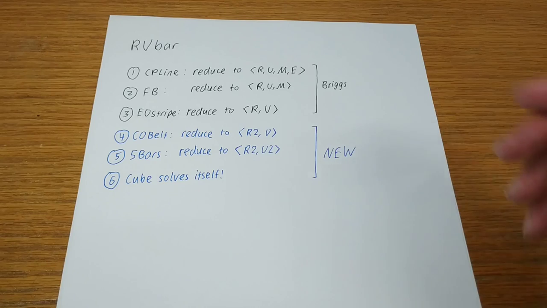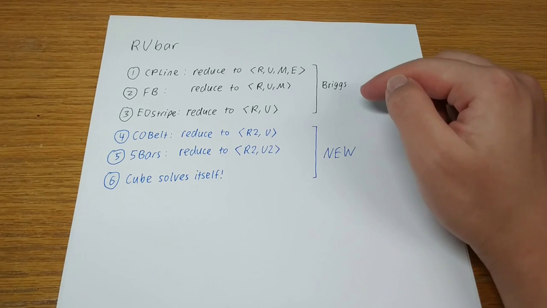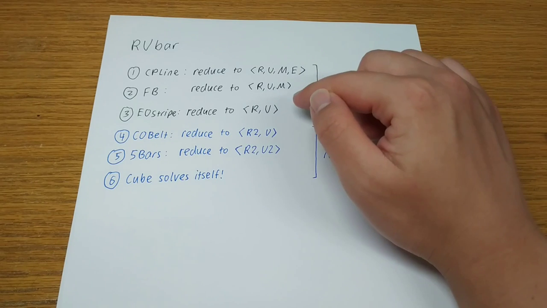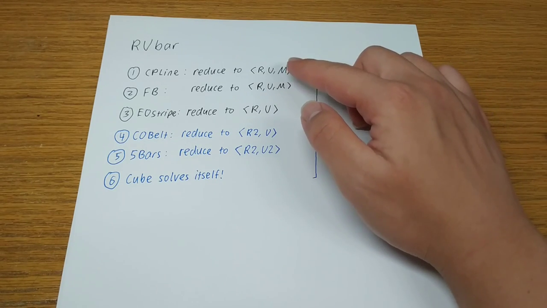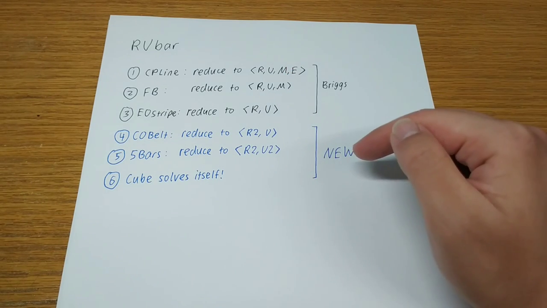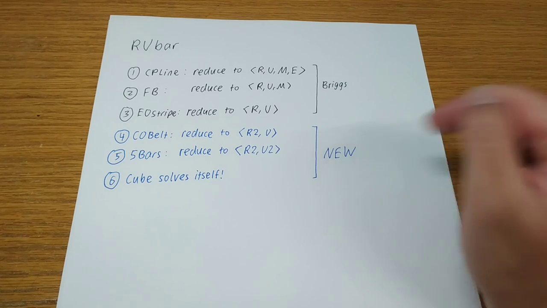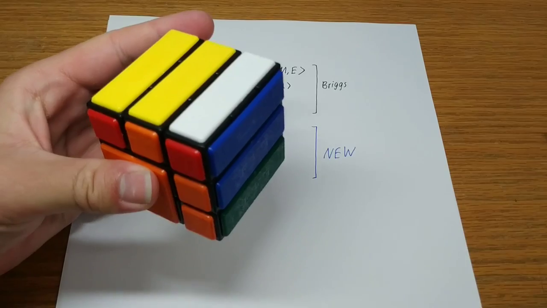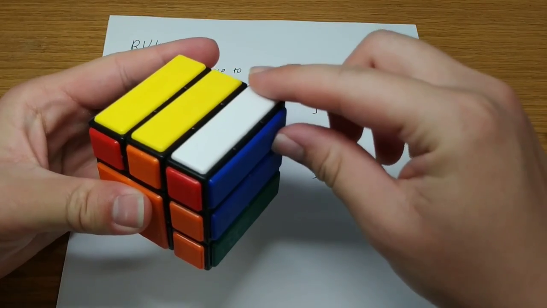So the first half of the method I stole from the Briggs method because it's a nice way of reducing to RU gen without even temporarily destroying anything you've done before that. And the other half of the method is, of course, original. Another cool property of my method is that every single block that you make is always a 1x1x3 bar.